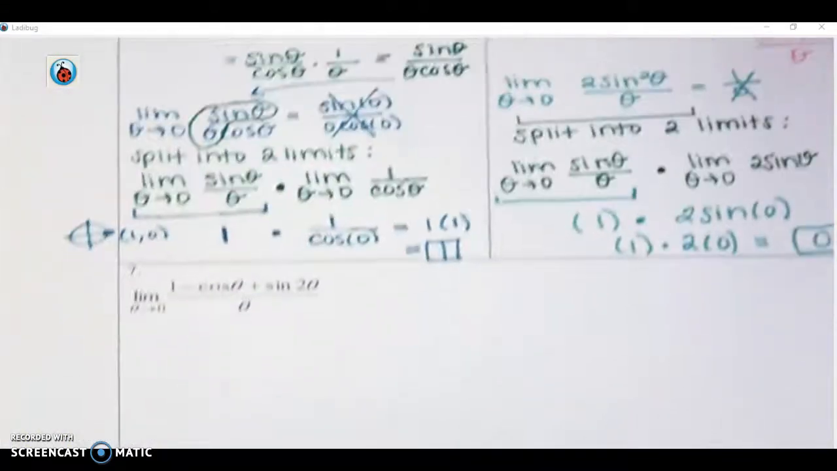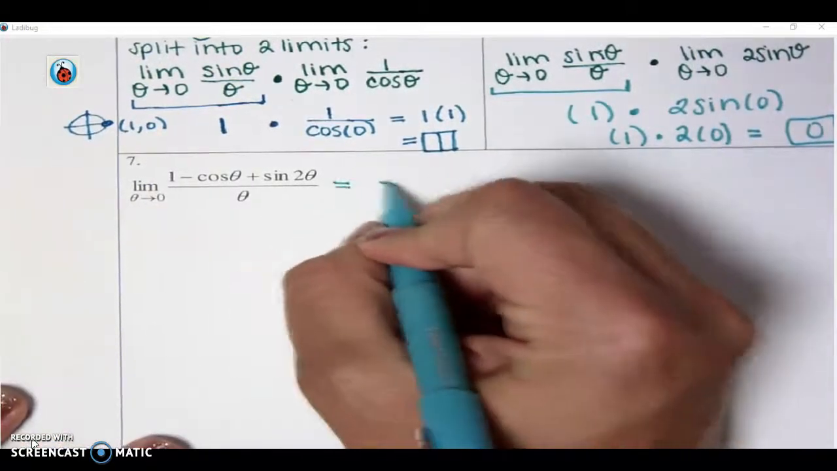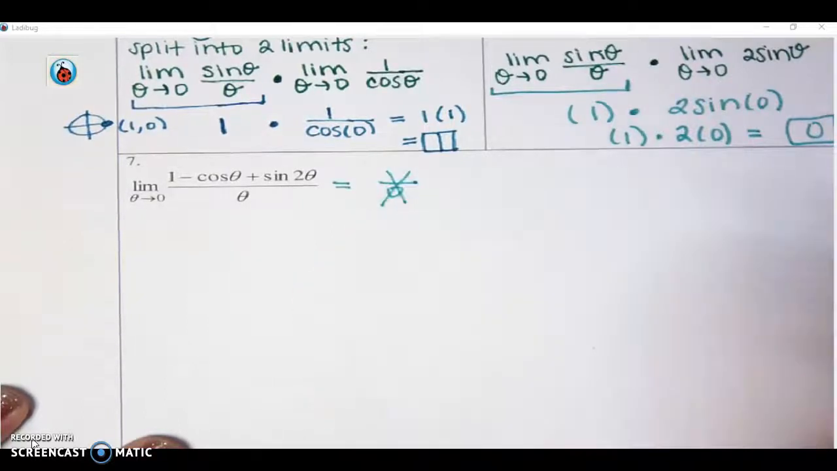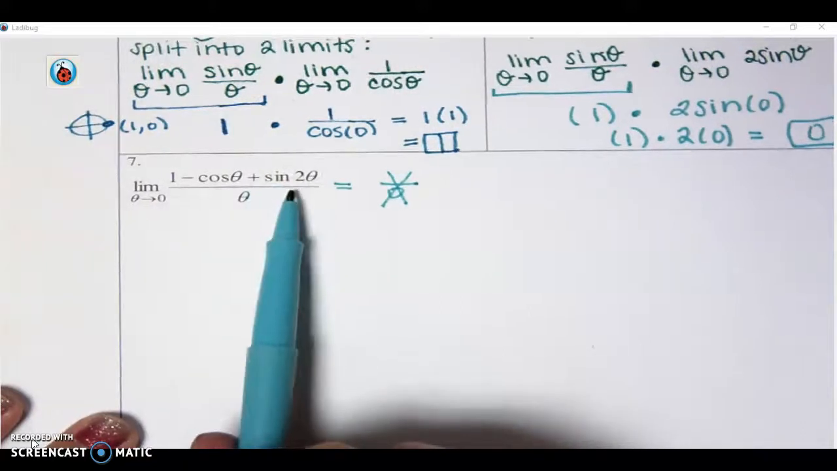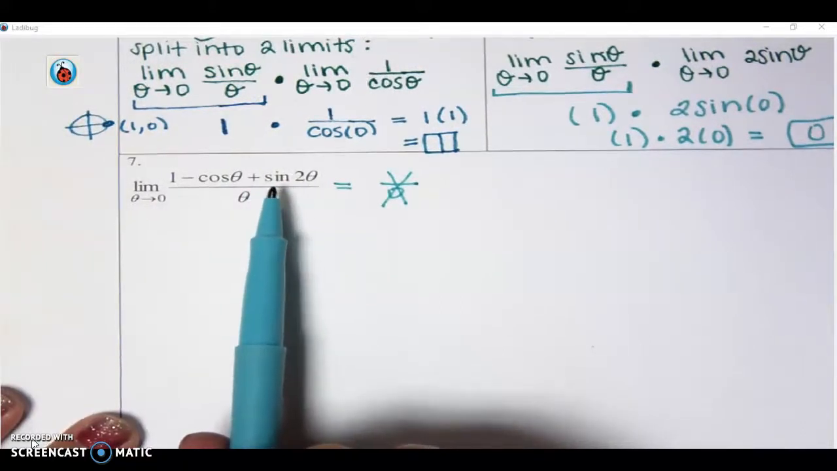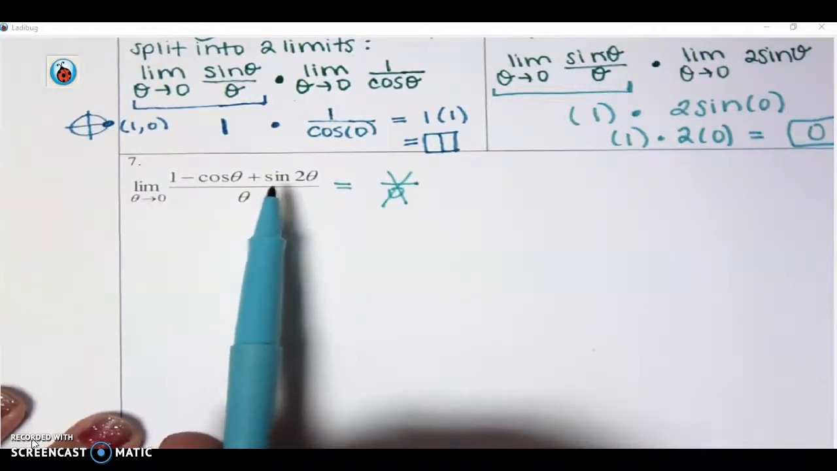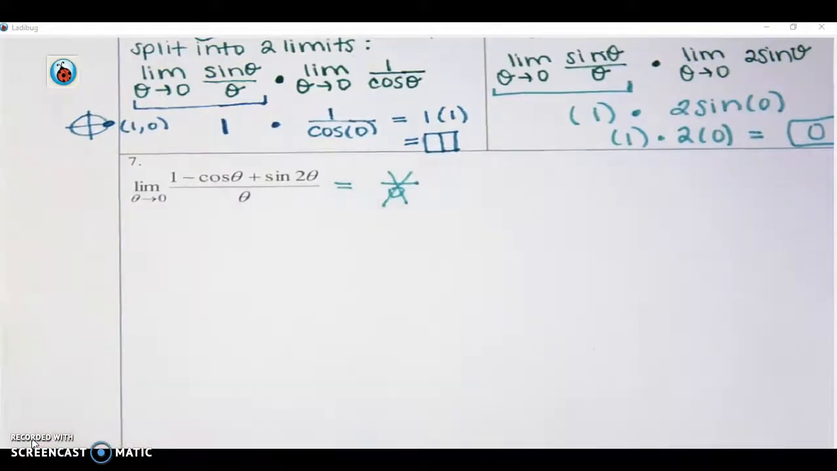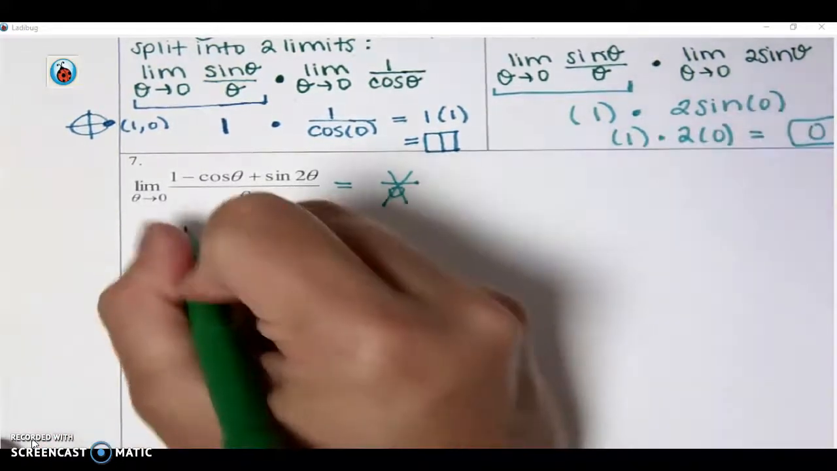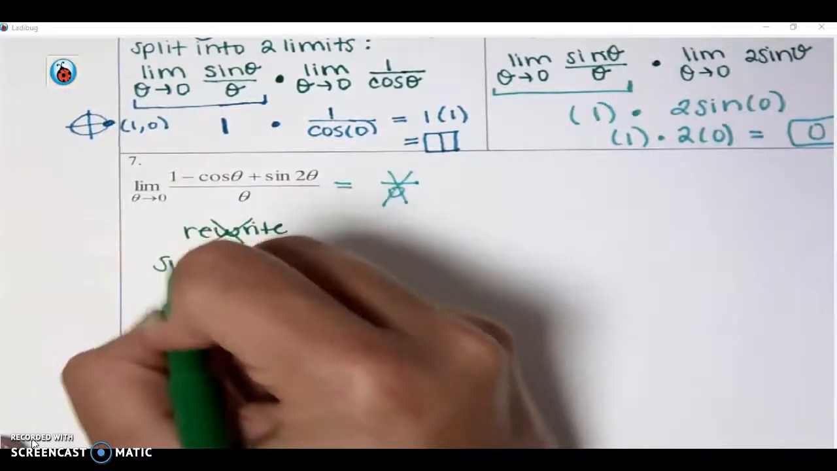Okay, so looking at number 7. Alright, we want to try to do direct substitution first, but like the rest of these, we have 0 in the denominator, so we can't do that. Because these are already in terms of cosine and sine, there's not going to be any way to rewrite this. So no trig identities. If it was cosine squared or sine squared, then we could use that Pythagorean identity. Because it's cosine theta, and this is actually sine 2 theta, we can't do that. So we're going to go ahead and skip to that rewrite. So I'm just going to write rewrite, but we couldn't do that.